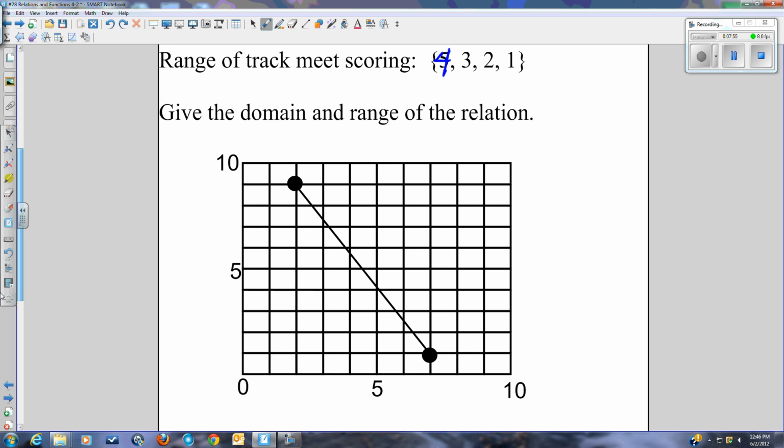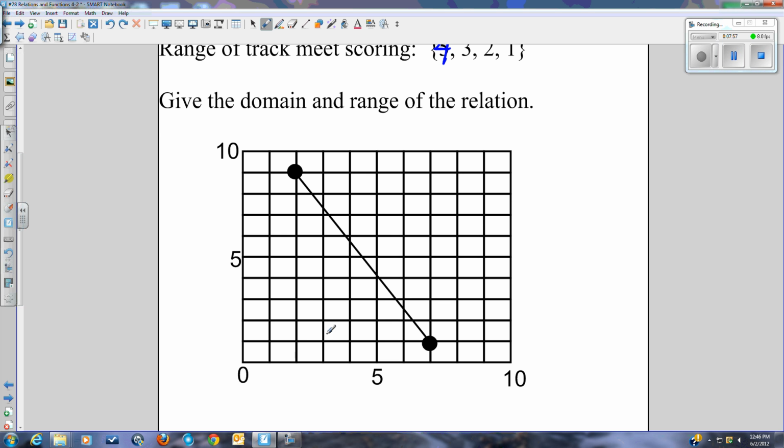Now, this is a different example. Give the domain and range of this relation. So what we want to do is see what the x values are. It looks like these increments go up by 1s. The x values range, let's see, this first x value on our graph, if I can get the pen to work.